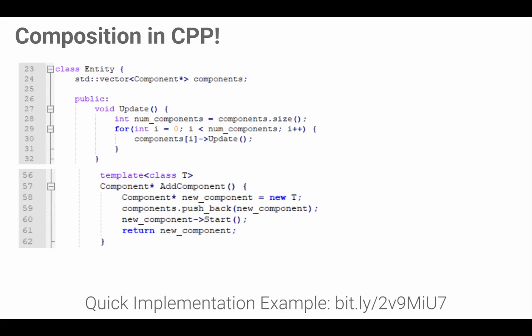Okay, and when you update, we're going to go through every component you have, and we're going to call that component's update lifecycle function. We have the ability to add components if we want to, of any type. It's templated on that class type T. When we create that component, we add it into our components vector, and we call that start lifecycle function on it. We can then return the pointer to that new component so that you can customize the component and mess with it if you want to.